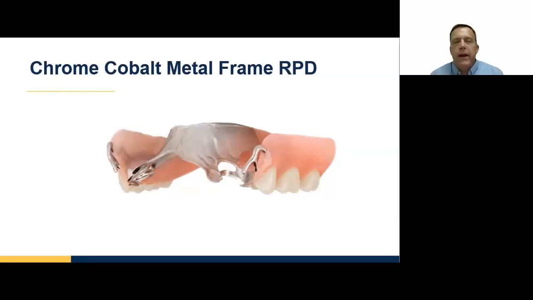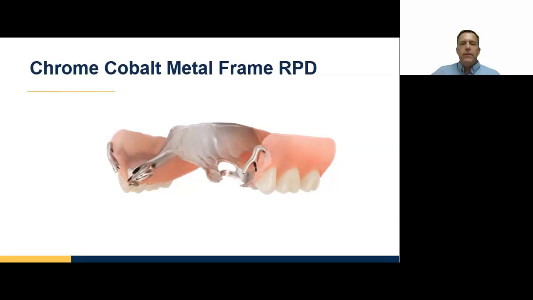So we'll start out by talking about a chrome cobalt metal frame partial. These have been in use since the late 20s. There have been some recent EU regulations limiting the use of cobalt-based alloys. A meta-study in 2022 of 21 in vitro and in vivo studies, from 1995 to 2002, showed that while it's not quite as biocompatible as titanium, it's much more compatible than nickel. Also, the results show no cytotoxicity to human cells during in vitro testing.